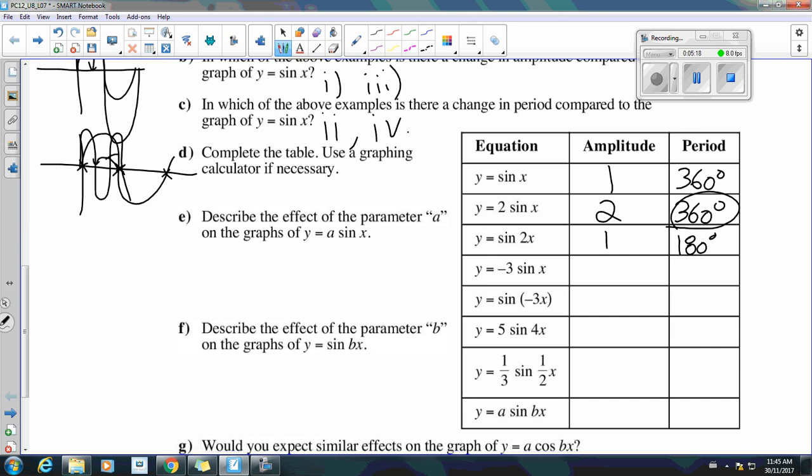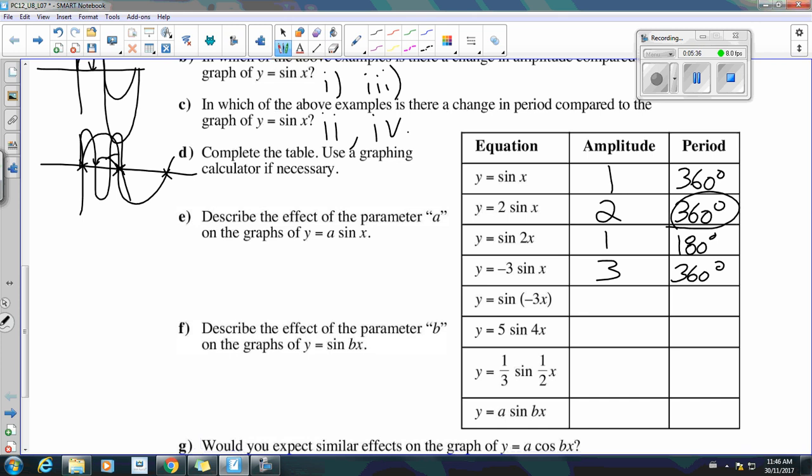Y equals -3 sine x. Our amplitude will be 3 because our maximum point will change from being 1 to being 3. Similarly, our minimum point goes from -1 to -3. We have no horizontal stretch, so the period is 360.